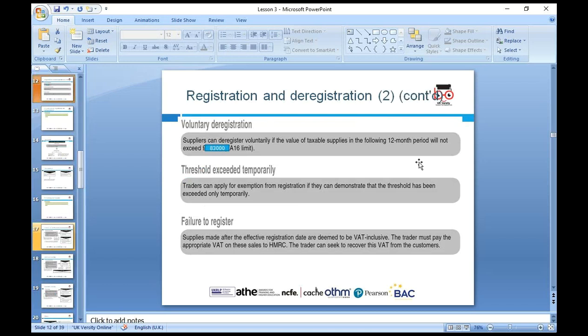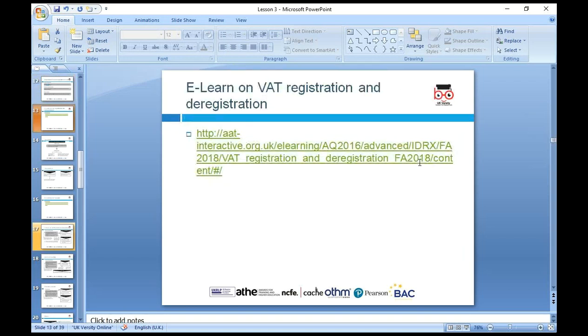Okay, voluntary registration. A supplier can register voluntarily if taxable supplies in the following 12 months will not exceed 83. Even if it does not exceed 83, we can still register voluntarily, because some we sell zero rated, some standard rated, some maybe reduced rate. If the threshold is exceeded only temporarily, a trader can apply for exemption from registration if they can demonstrate this. Failure to register: HMRC can impose a penalty and they can recover the VAT.